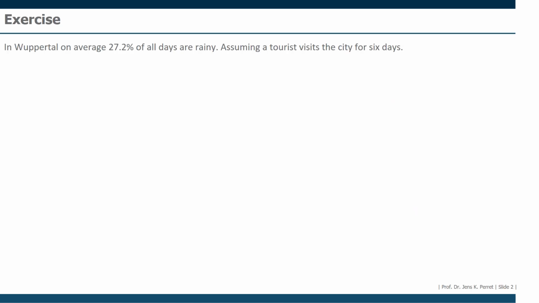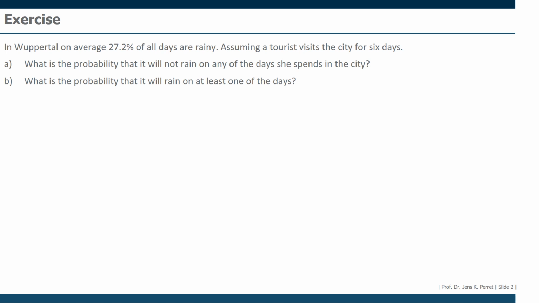Here we have in Wuppertal on average 27.2% of all days are rainy. Assuming a tourist visits the city for 6 days. Then we have the first question: what is the probability that it will not rain on any of the days she spends in the city? Second, what is the probability that it will rain on at least one of the days? And the month May has 31 days. How many of these days will on average be rainy days?